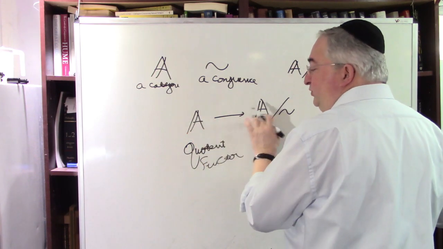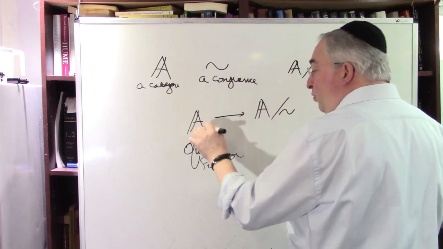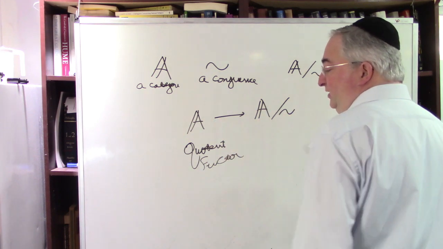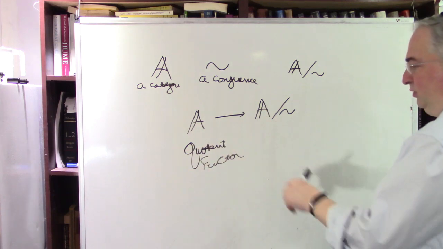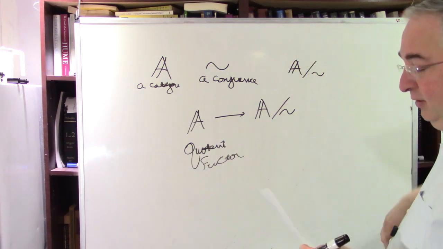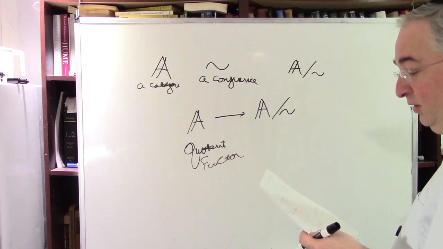The objects go to the same objects because these are identity on objects. The morphism here goes to the equivalence class of morphisms that it contains. Okay? So this is called a quotient functor. We had this congruence before, and it's nice. Okay, great.